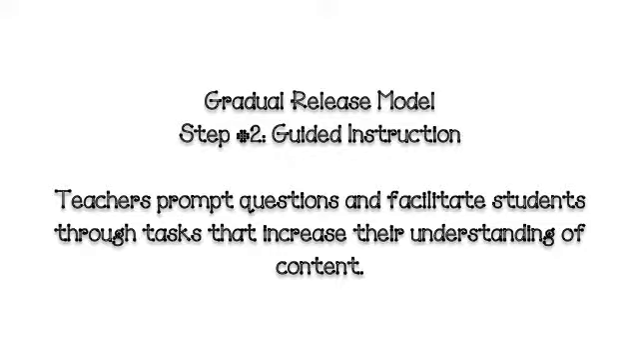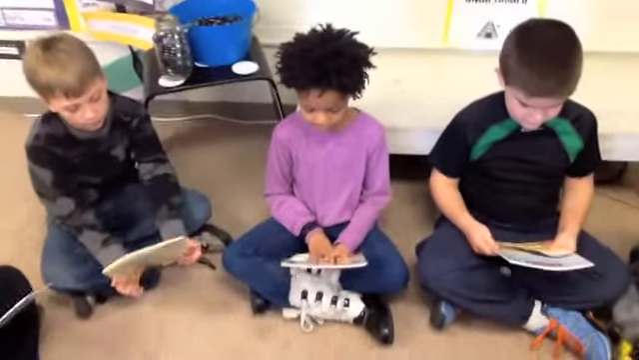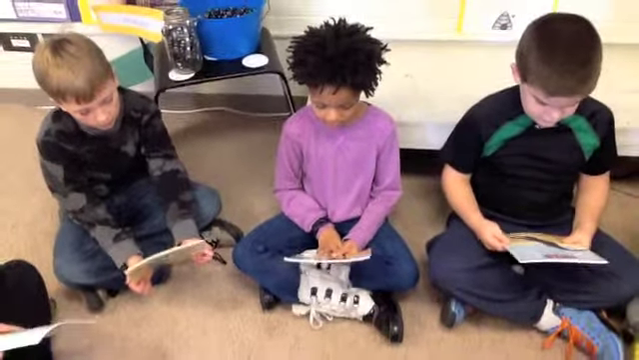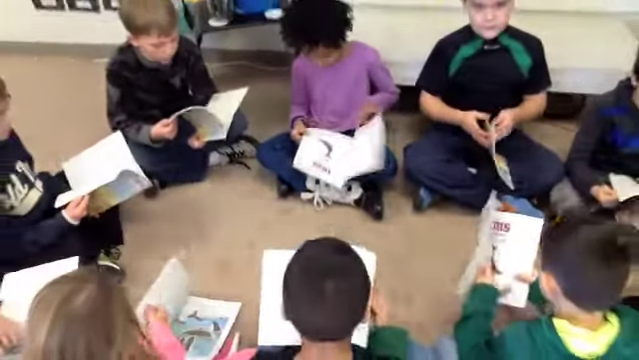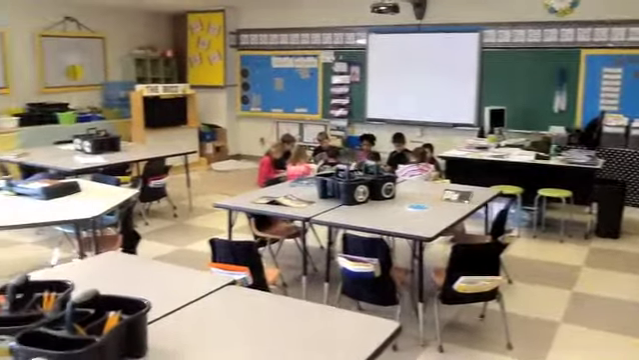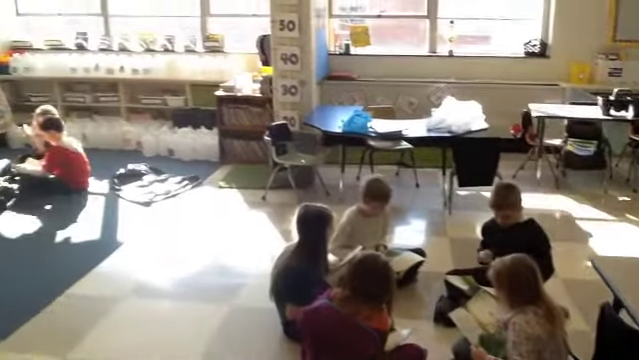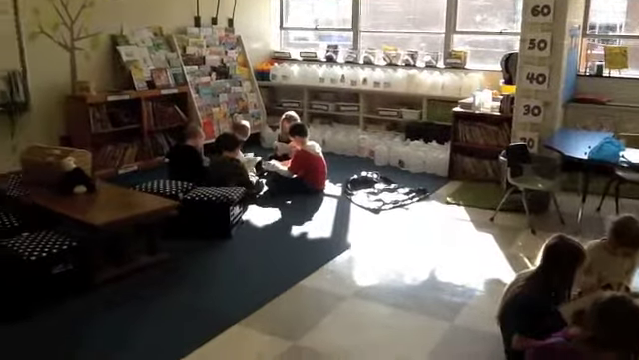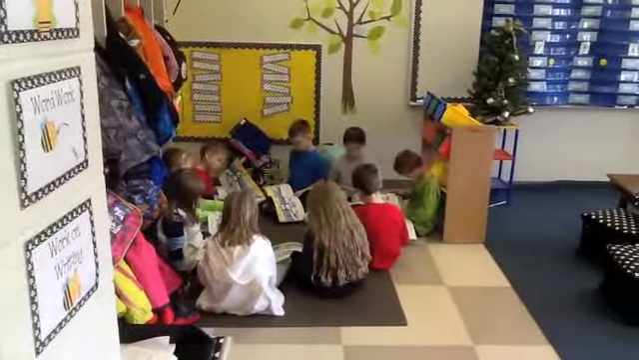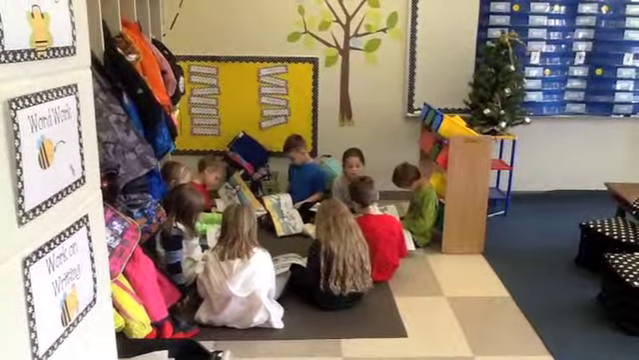The second step in the gradual release model is guided instruction. In this step, teachers prompt questions and facilitate students through tasks that increase their understanding of content. Today we'll be reading Ibis, A True Whale Story by John Himmelman. In differentiated literature circles, students are asked to read text at their level. Next, students use a ring with leveled questions on them to promote conversations among their peers.